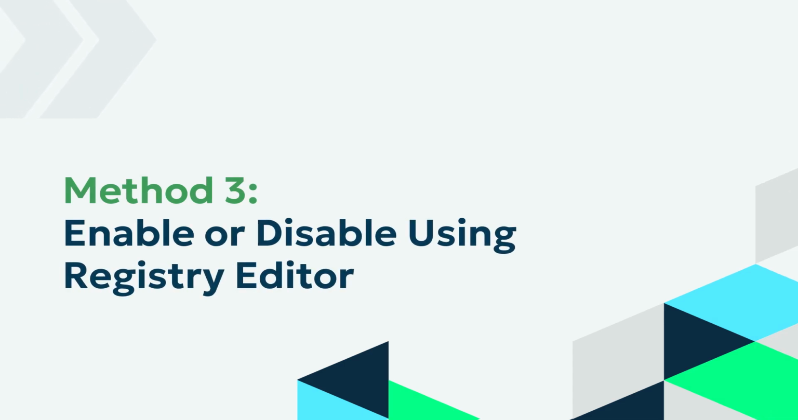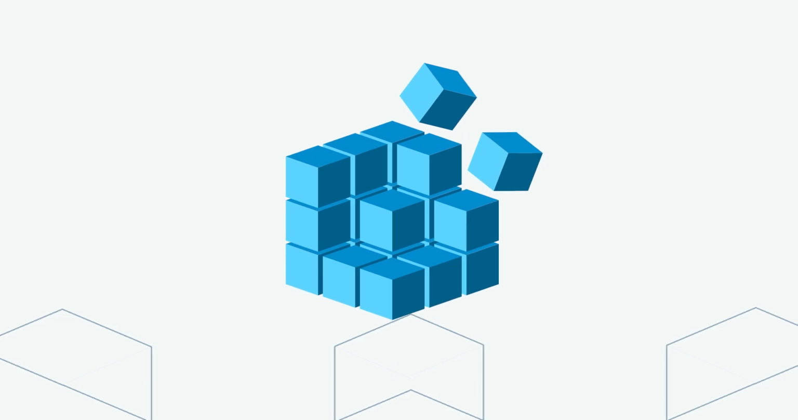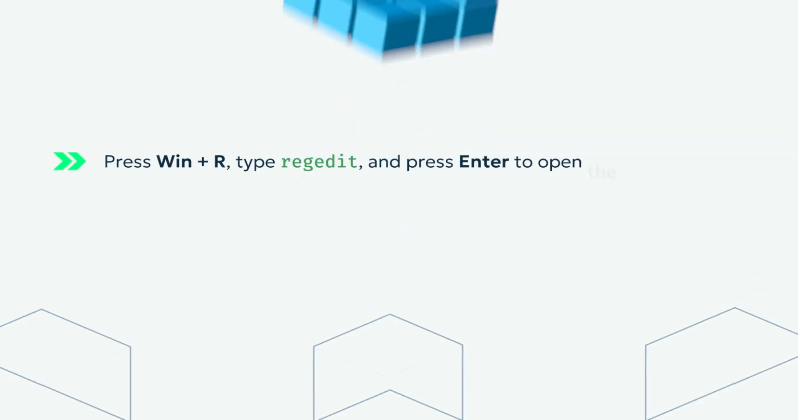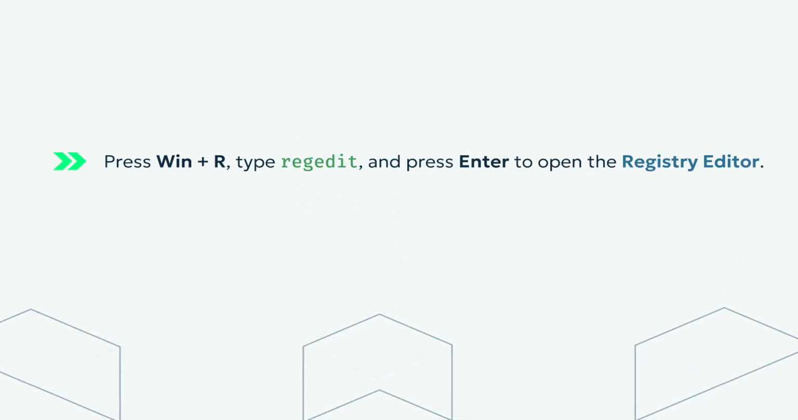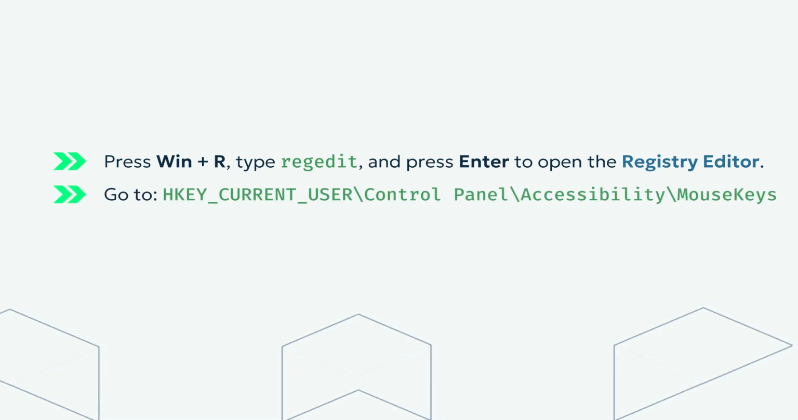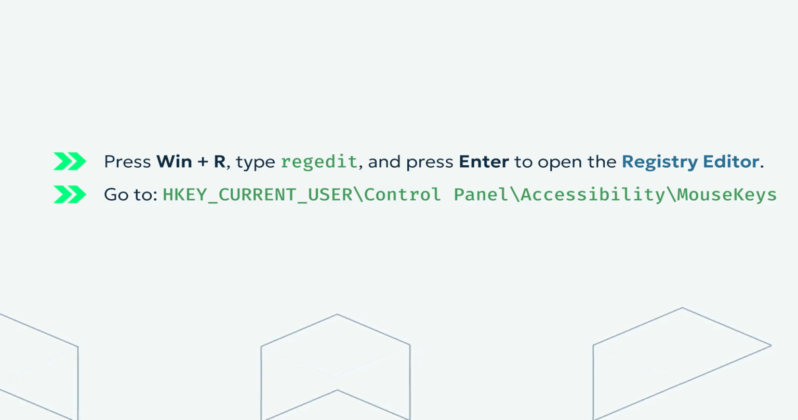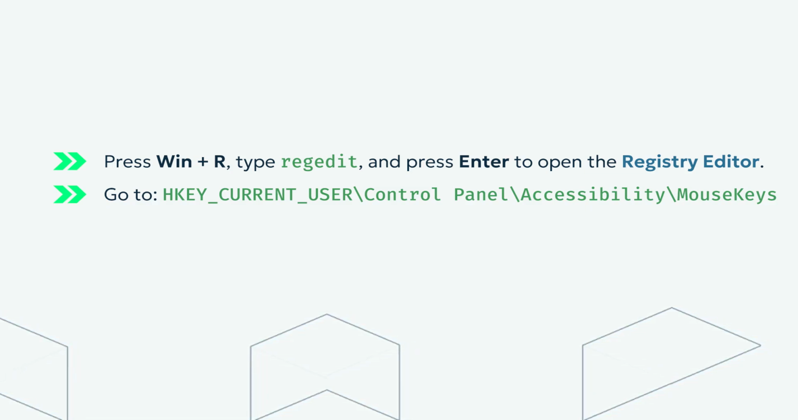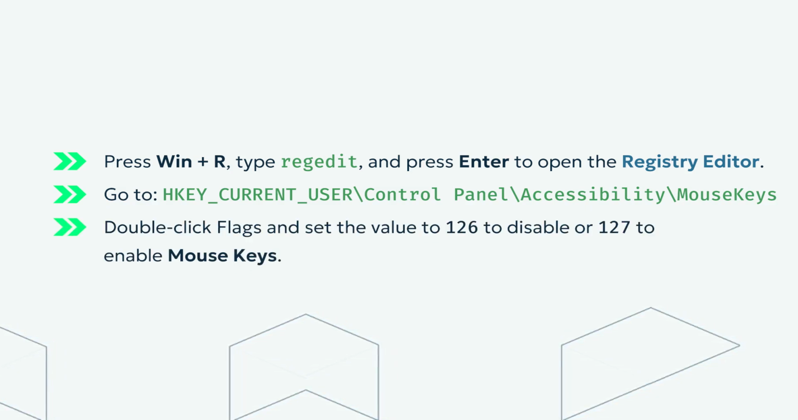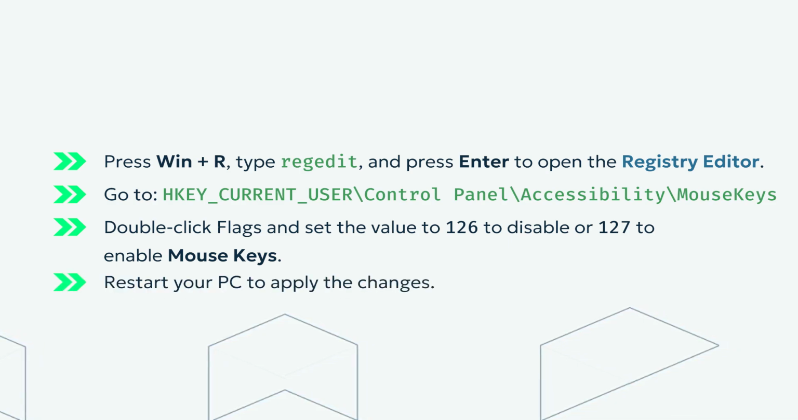Method 3. Enable or disable using Registry Editor. This method is ideal for businesses that need to configure devices through scripts when access to the graphical interface is limited. Press Window+R, type regedit, and press Enter to open the Registry Editor. Go to HKEY_CURRENT_USER, Control Panel, Accessibility, MouseKeys. Double-click Flags and set the value to 126 to disable or 127 to enable mouse keys. Restart your PC to apply the changes.